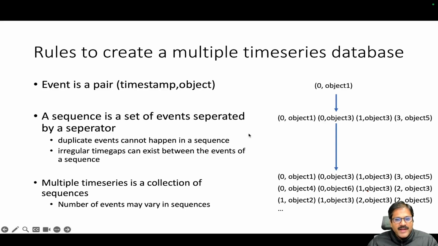Another point is that irregular time gaps can exist between the events. It's not a problem. And then multiple time series data is very simply a collection of sequences. So please keep in mind that in multiple time series, the number of elements can be different. They need not be the same. The size of each sequence can be different.